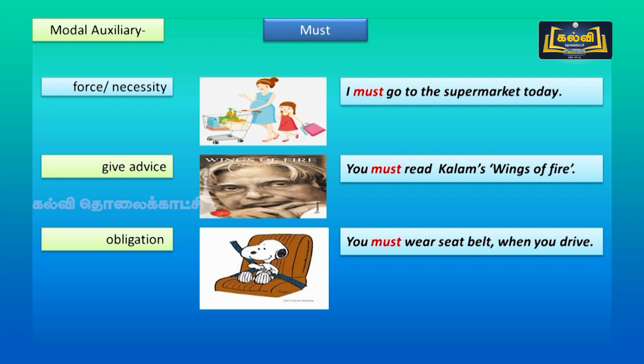Look at the second one. There is a picture of APJ Abdul Kalam. Look at the sentence. You must read Kalam's Wings of Fire. Here, must is used to express an advice. Look at the next picture. A dog is sitting on a chair. You must wear seat belt when you drive. So here it is an obligation. One thing you have to notice, must and should are both modal verbs. Must is used when expressing obligation or an unavoidable requirement, whereas should is different.